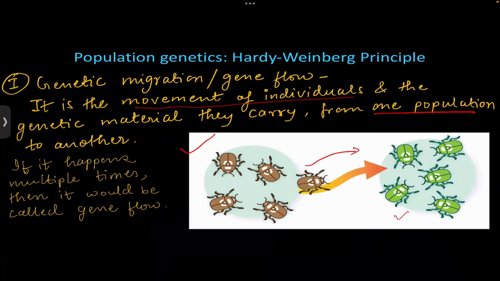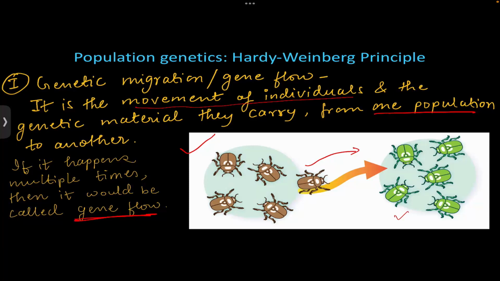Another example could be how people move from one state to another because of a job or for education. This is also a kind of genetic migration. Now, if this happens repeatedly, from one population to another population, people are moving and settling down in a new location where a new population exists, then it will be called genetic flow. You can actually trace the flow of genes from one population to another population.